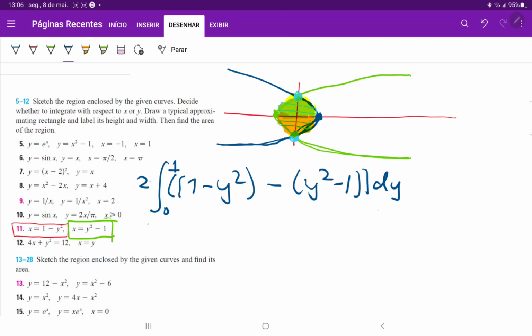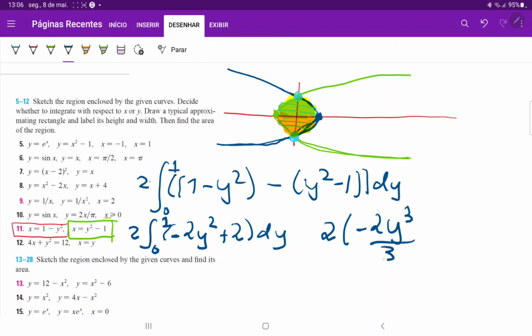So we're just going to clean this up a little bit. That is 2 times the integral from 0 to 1 of minus y squared, minus y squared gives us minus 2y squared, and then 1 minus minus 1 is 1 plus 1, so that is plus 2, dy. When we integrate this, we're just taking the simple reverse power rule, and this goes 2 times minus 2y cubed over 3 plus 2y, from 0 to 1.